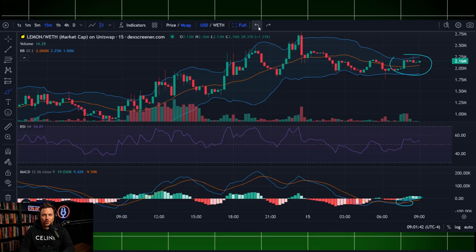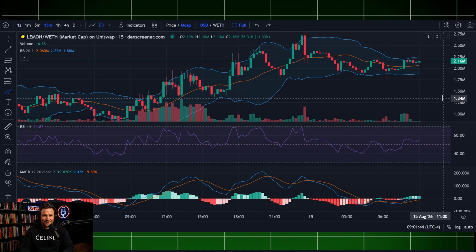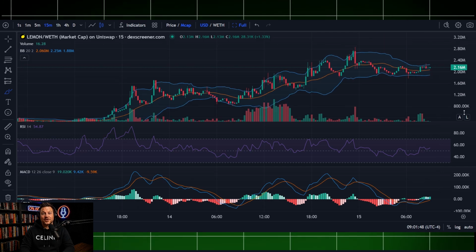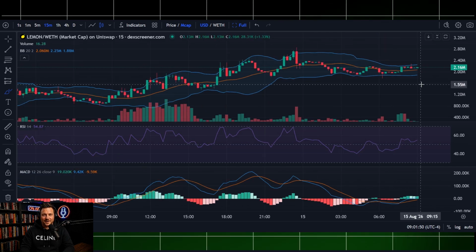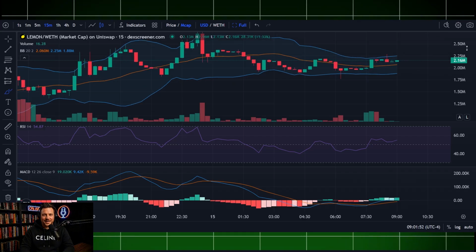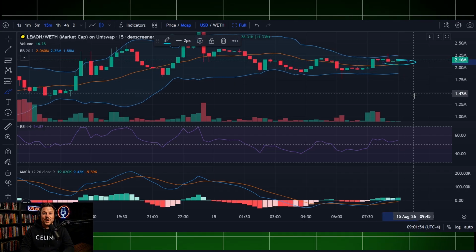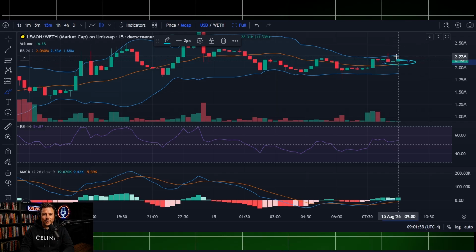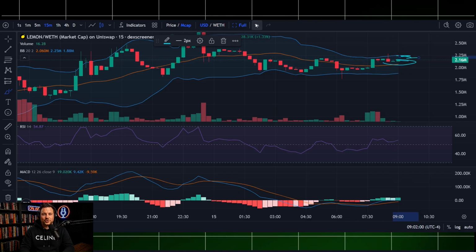But here's the most important part. We still need a trade plan, because having a bullish setup doesn't mean you should blindly ape in. One potential entry is near the middle Bollinger Band, around 2.04 million market cap. Another approach is to wait for confirmation. That means watching for a 15-minute candle to close above the upper Bollinger Band, around 2.22 million.